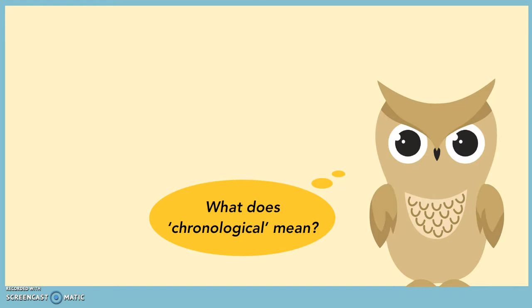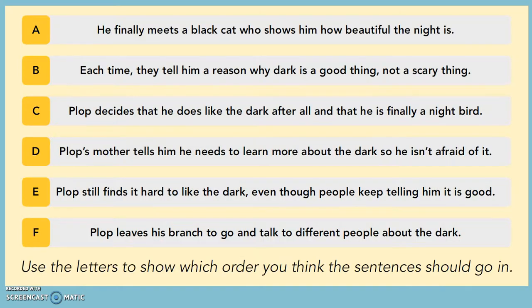So in this instance, chronological means we're going to put some events in the order in which they occurred. So we're going to start with the earliest and move through to the very last one. So let's see how we can do this. So here we can see we have 6 different events, and each event has its own letter. And we're going to have to put these into the order that we think they occurred in.